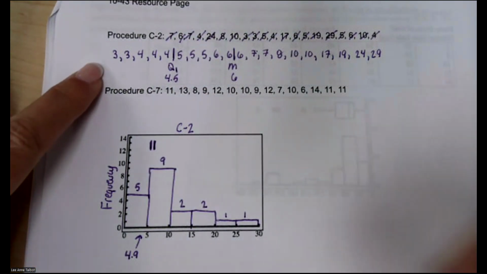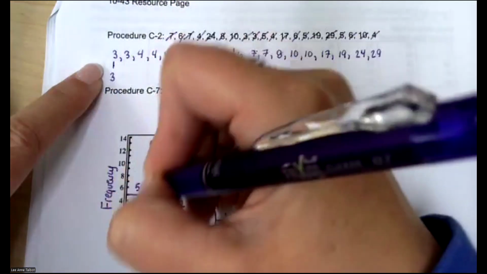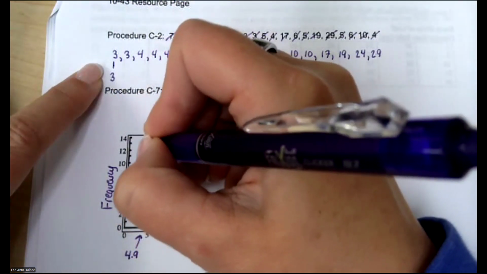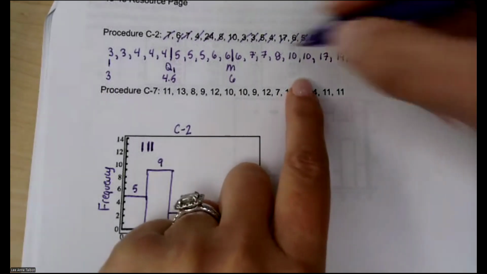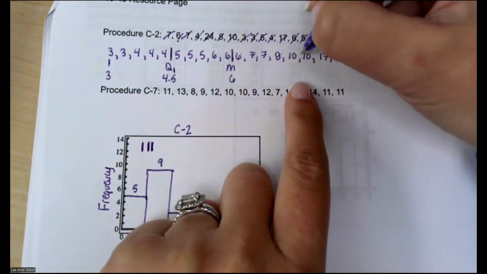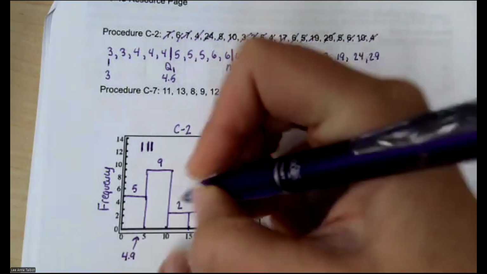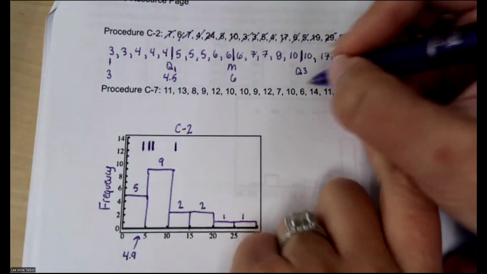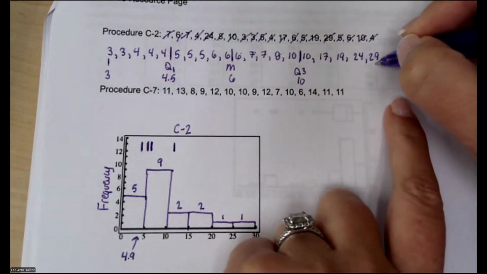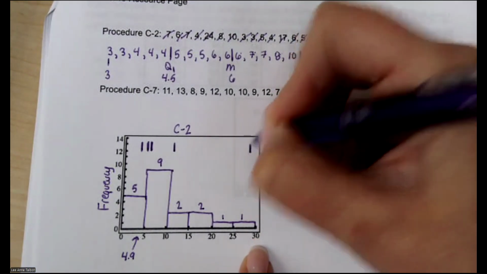Okay, then the minimum is 3, which is going to be right here. One, two, three, four, 5. Quartile 3 is going to be 10. And then the max is 29, which is up here.